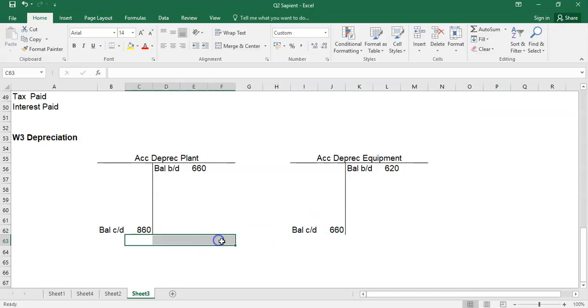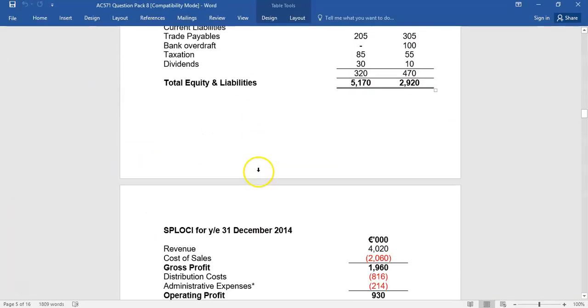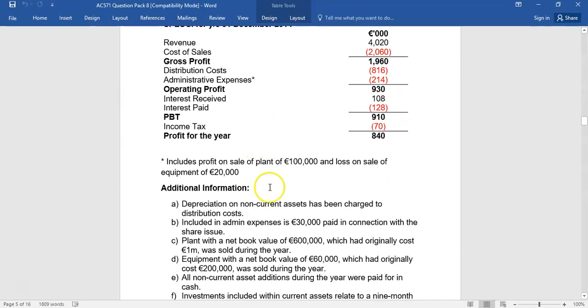So remember, accumulated depreciation is a credit balance. That's why the balance is carried down there. Just watch out for that. Make sure you're happy enough what the layout is, at least at the start. We now need to figure out, well, how much depreciation was charged and what impact did the disposal have on that. So we then need to look at part C and D.